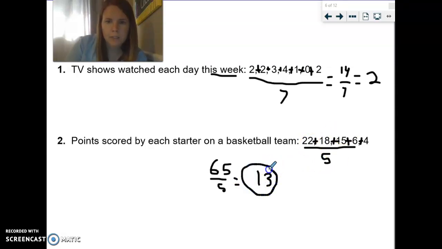Yep, 13 is my average. So on average, those basketball starters are getting about 13 points per game. Okay, there's a few people who got a little less, a few people who got a little bit more, but on average, if I find an average score, it's 13.